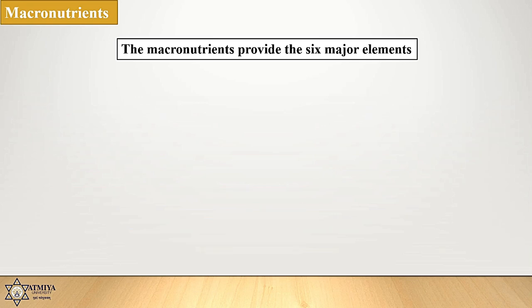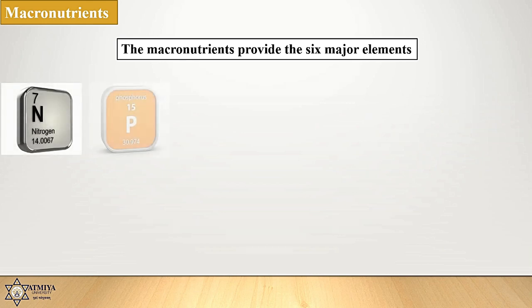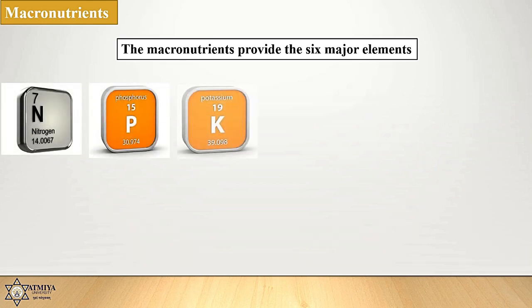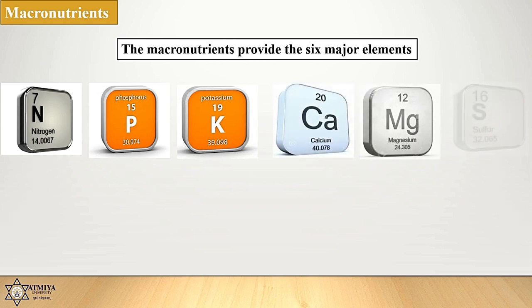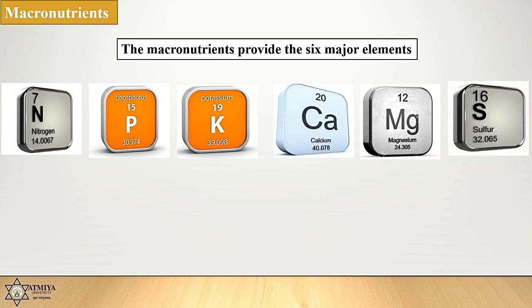Macronutrients. The macronutrients provide the 6 major elements: nitrogen, N, phosphorus, P, potassium, K, calcium, Ca, magnesium, Mg, and sulfur, S, required for plant cell or tissue growth. These elements are generally added in the medium in its inorganic salt form. The optimum concentration of each nutrient for achieving maximum growth rates varies considerably among species. Culture media should contain at least 25 to 60 millimolar of inorganic nitrogen for adequate plant cell growth.